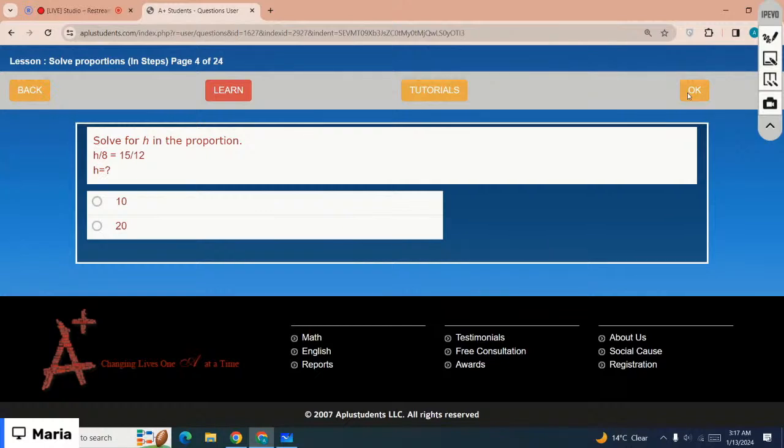Solve for H in the proportion. So, which is the correct option? You need to calculate the value of H. So, which is the value? You need to calculate the value of H. So, which is the correct option?